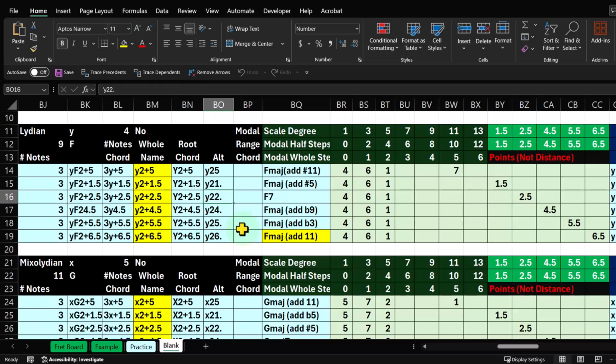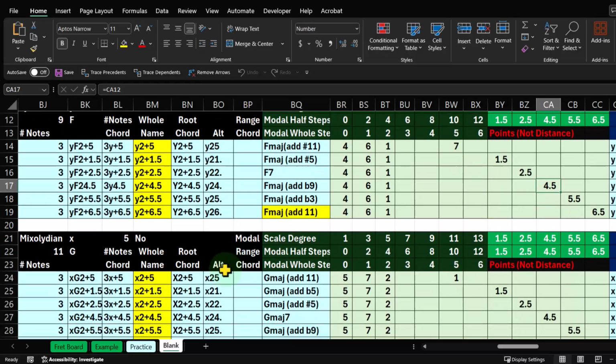So instead of having 1.5 for the Ionian node, I could just call it nodal point 1 point, right? And then the Dorian node, or Dorian sharp, is nodal point 2 point. And then the Lydian node is 4 point, and so on and so forth.